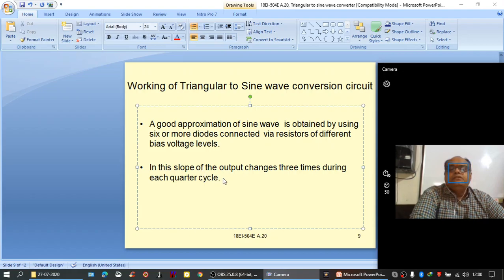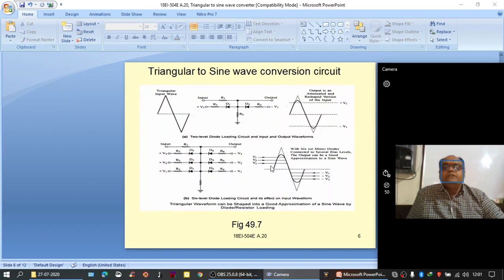In this, the slope of the output changes 3 times during each quarter cycle. That is, in the first quarter cycle and in the third quarter cycle, the output changes 3 times. One at V1, one at V2, one at V3 in the positive half cycle, that is here. At V1, at V2, at V3, and one at minus V1, minus V2 and minus V3 in the negative half cycle.